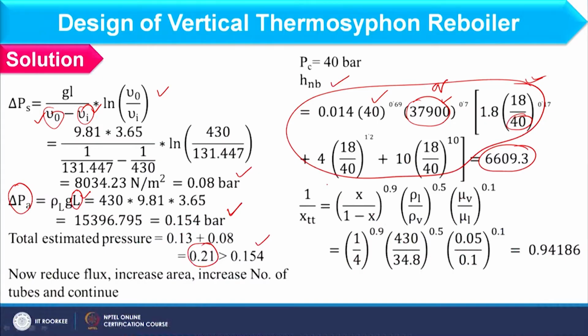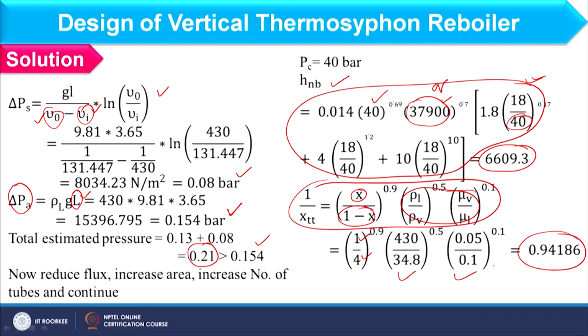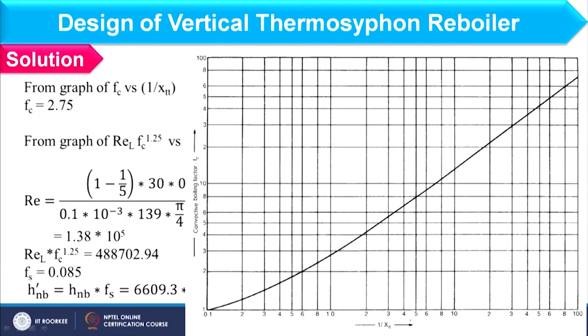Now, we have to find out the correction factor, and to get that correction factor we have to first find out the 1 by X tt value, which considers the two phase flow, right. The 1 by X tt expression is given over here, where x is the vapor quality and 1 minus x is the liquid. It is basically 1 by 4, right, and here we have the properties of liquid as well as vapor. Accordingly we can put the values and find out the 1 by X tt value as 0.94. Once you have the value of 1 by X tt as 0.94, somewhere it will lie here. So, you can find out the value of Fc from here, which will come out as 2.75.